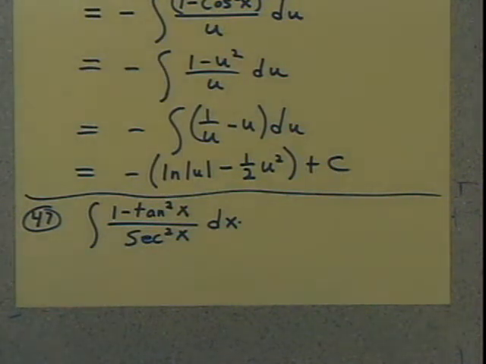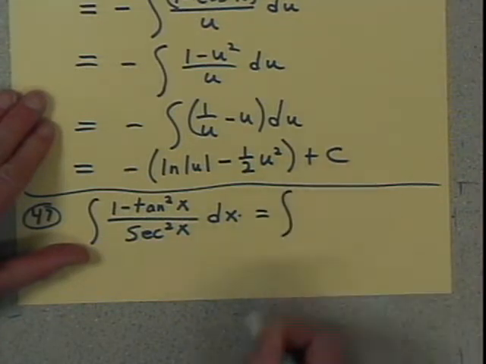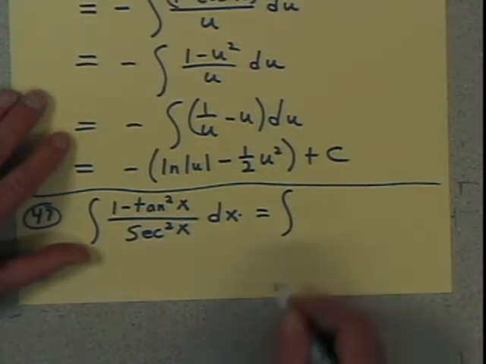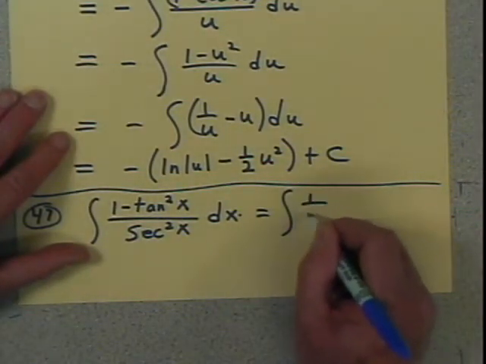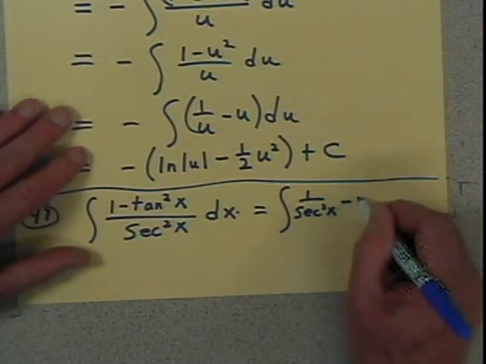Couldn't think of anything. He said, how about breaking it in two? We often do that with fractions with a monomial on the bottom, single term. What would it split into? The integral of cosine squared x minus the integral of tangent squared x over secant squared x.